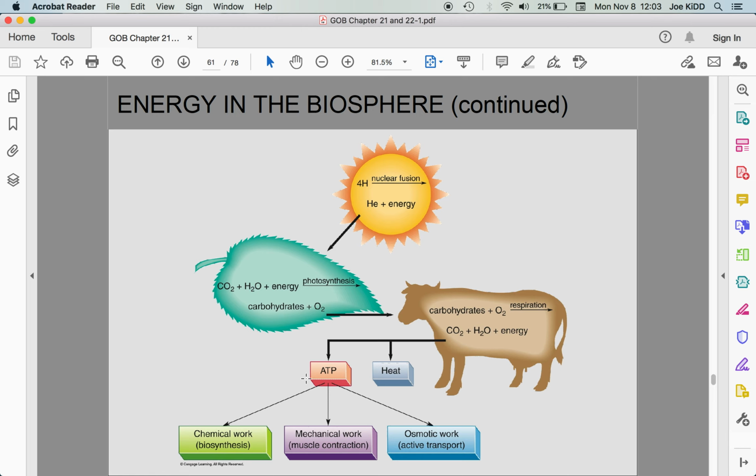But we also produce ATP. And this can do chemical work. So this would be things like building an enzyme or anything like that, biosynthesis. Mechanical work would be how any of the movements of muscles or anything like that would work. And then osmotic work would be active transport.